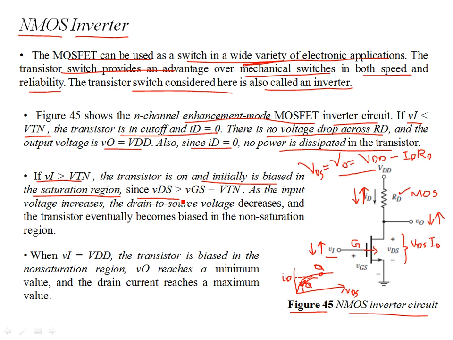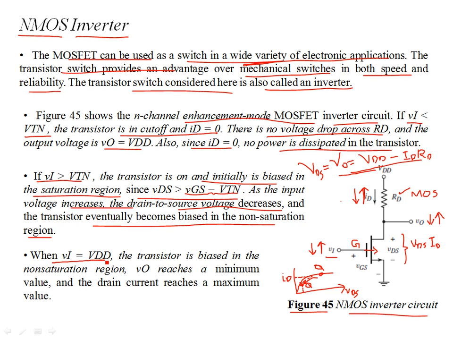Since VDS is supposed to be greater than the overdrive voltage, this is your saturation voltage, VDS sat, which is given as VGS minus VTN. As the input voltage increases, the drain to source voltage decreases. This is the story: as Vi increases, ID increases, so V naught decreases, VDS decreases, and then you shift from sat to non-sat. So the transistor eventually becomes biased in the non-saturation region.